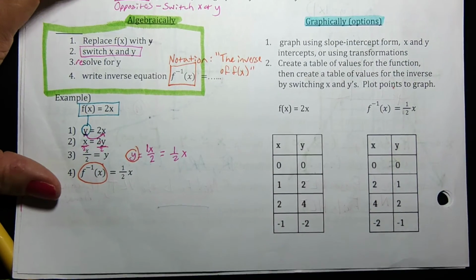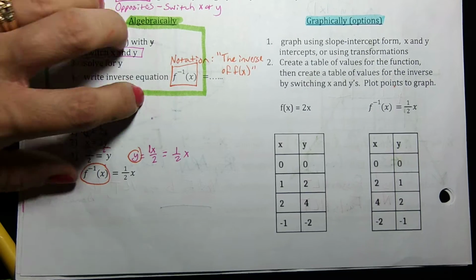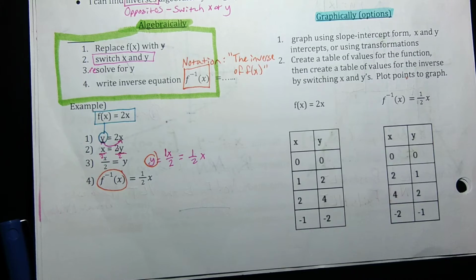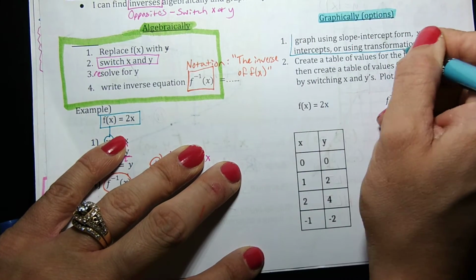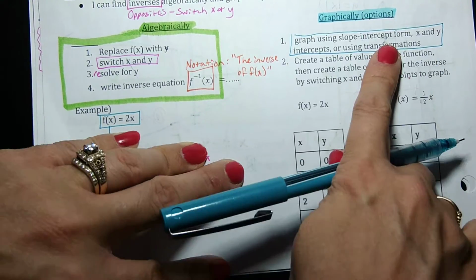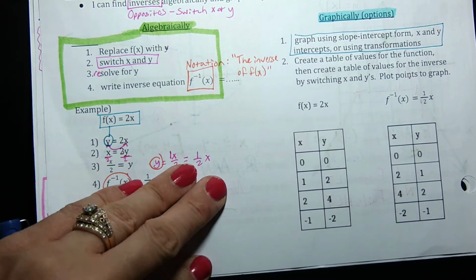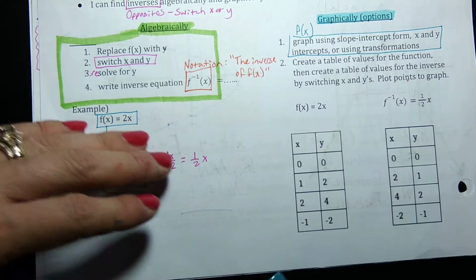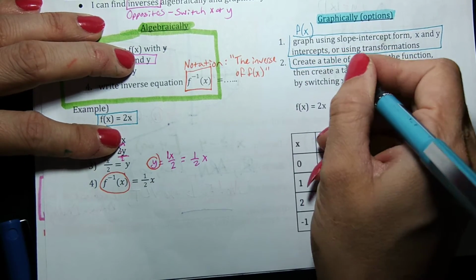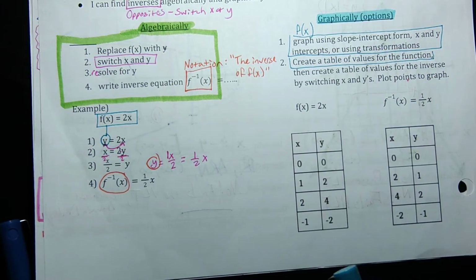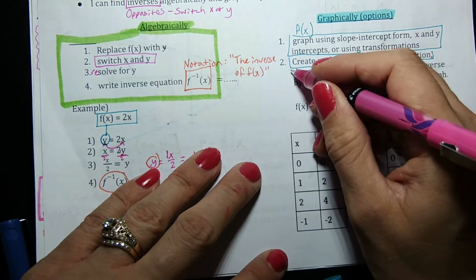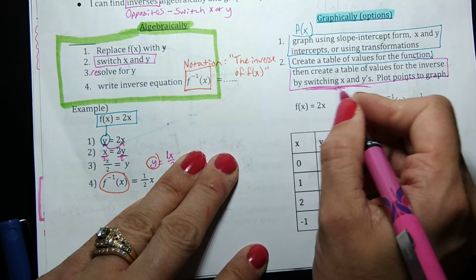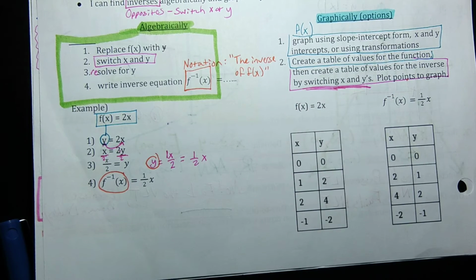Now for finding the inverse graphically, we first graph our original function using slope-intercept form, x and y intercepts, or using transformations. So there they are. This is why I wanted a solid on transformations before moving on to this. So you graph the original function, creating a table of values for that function, and then you create a table of values for the inverse by, there it is, switching the x's and the y's.